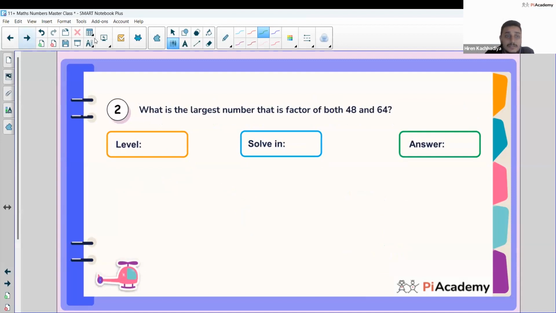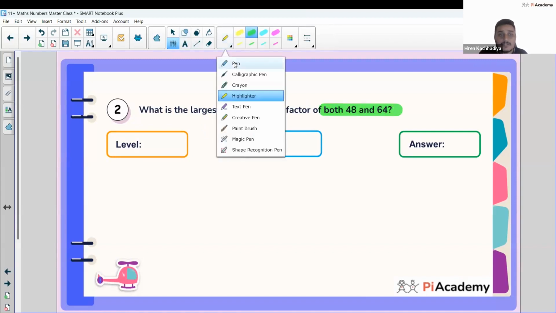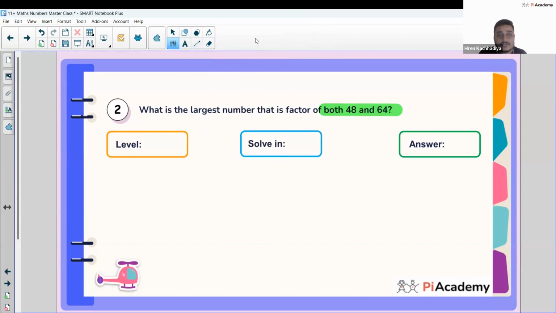And let me ask Pushpa Singh, please read this question. Very small question, please read it. Okay, I'm reading. What is the largest number that is the factor of both 48 and 64? And this is a very easy question. You can take 1.5 minutes, okay? That is more than enough. So the level is easy, I will consider. And you can solve in 1.5 minutes. Your time starts already. So everyone try to do this question.